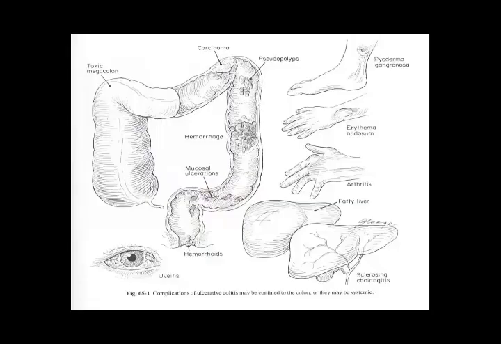This is another picture of ulcerative colitis with the clinical manifestations, like you can have toxic megacolon, carcinoma transformation, pseudopolyp formation, hemorrhoids, and mucosal ulceration leading to bleeding from the rectum. You can have uveitis, iritis, or episcleritis, and you can have pyoderma gangrenosum, erythema nodosum, arthritis, especially. This is a picture of rheumatoid arthritis. It's not like in enteropathic arthritis, where you get large joint involvement.